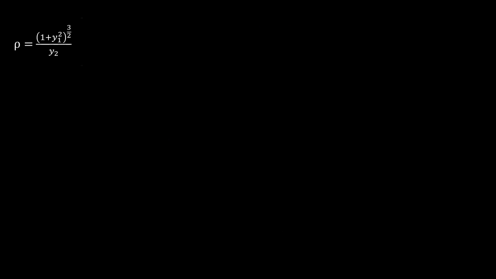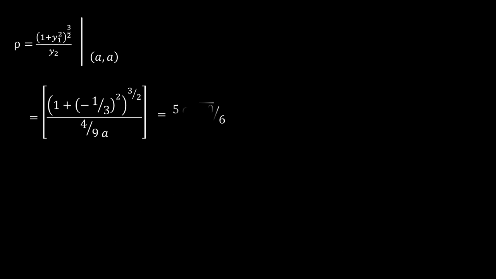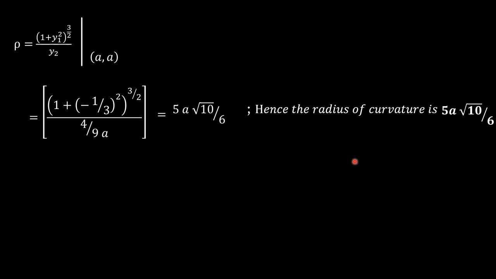Therefore, the radius of curvature at the point a comma a reduces to 5a into root 10 by 6. Therefore, I can say that the radius of curvature of the given curve is 5a root 10 by 6. That completes the first problem.